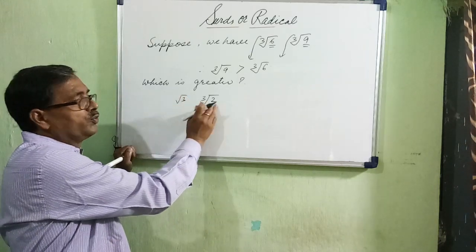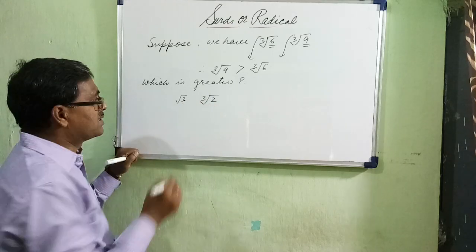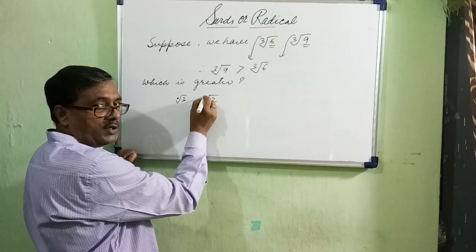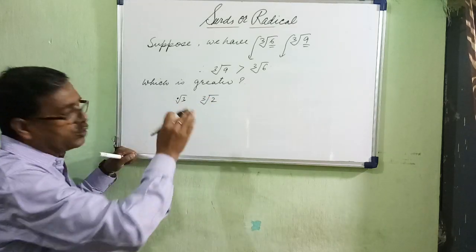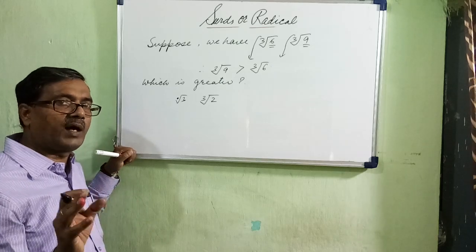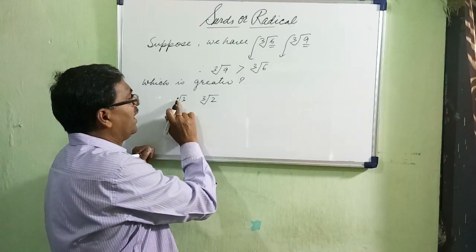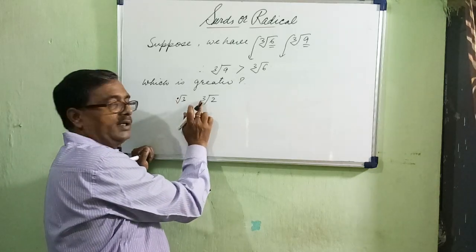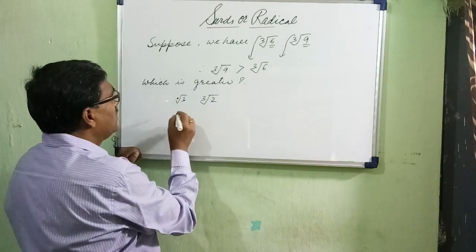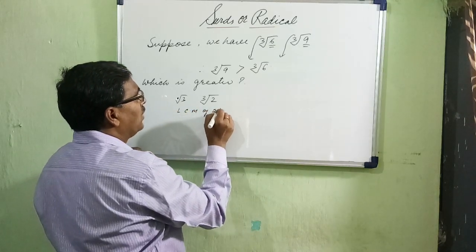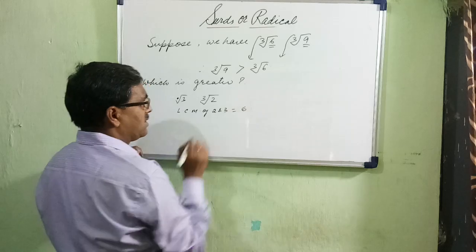Square root of 3 or cube root of 2. So what do you notice? Here the order is 2, here the order is 3. What shall we try to make? We will try to make both of the orders the same. In order to make the order the same, what shall we find? We will just find out the LCM of the orders. What is the order here? 2. What is the order here? 3. So LCM of 2 and 3 is equal to 6.